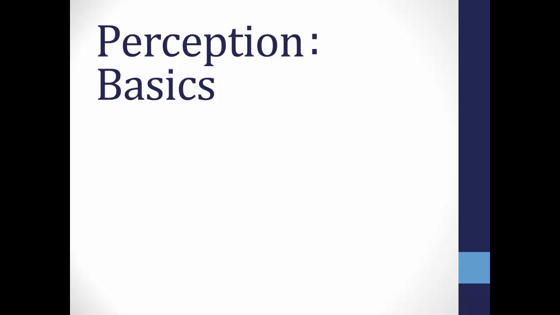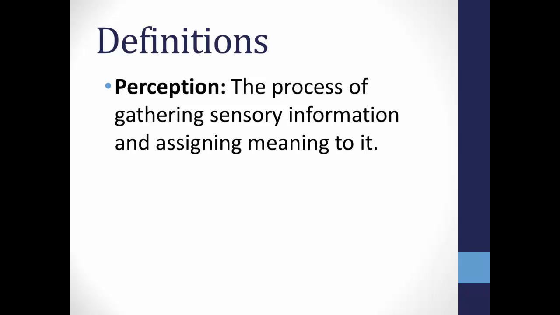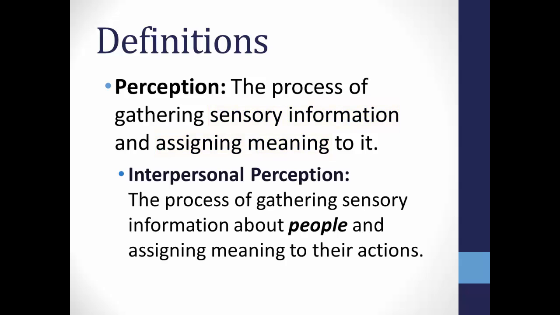This lecture focuses on the basics of perception, specifically some key definitions and the basic stages. When you perceive something, your five senses gather data, and then you figure out what that data mean. When you focus that perceptual process on people, assigning meaning based upon verbal and nonverbal cues, it's called interpersonal perception.